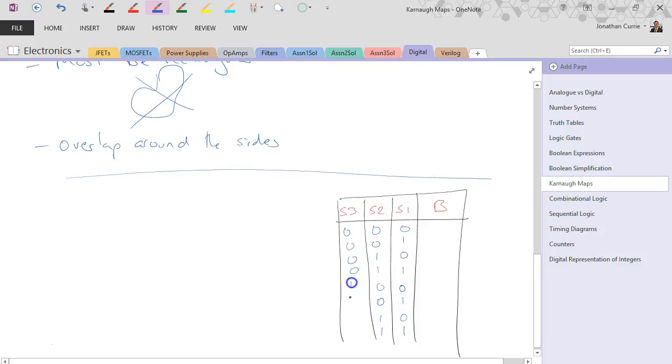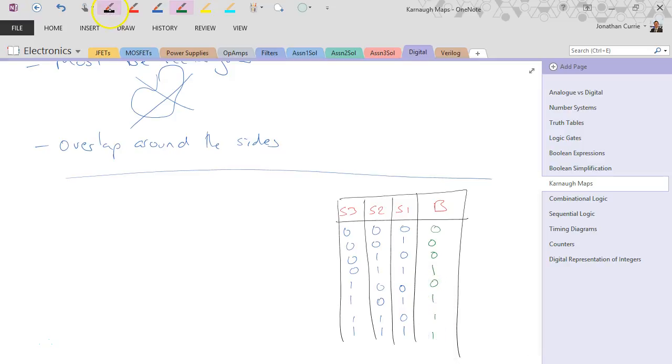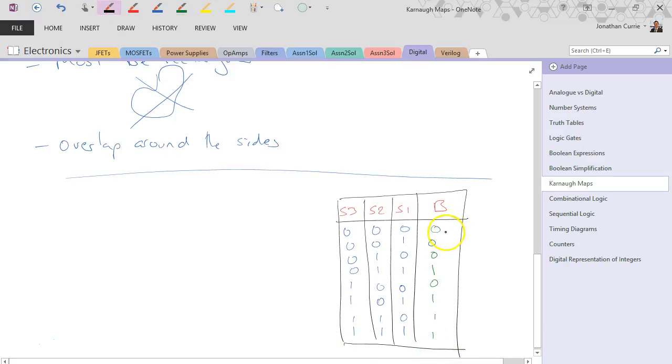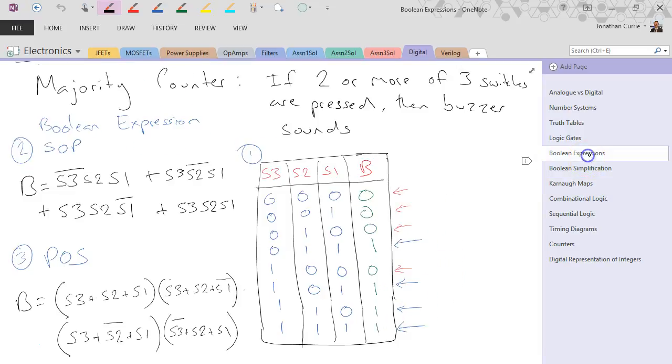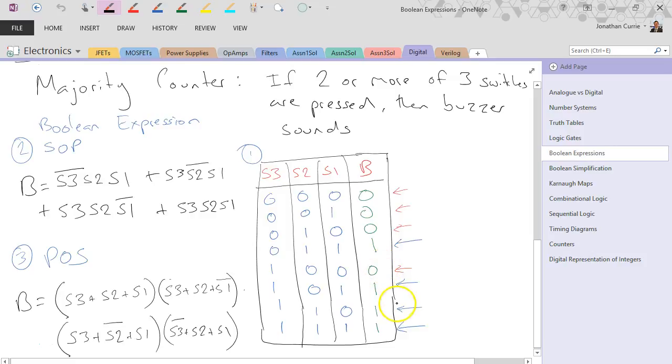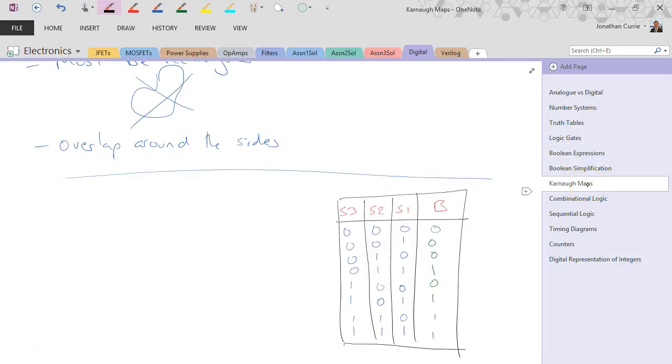With all possible combinations, and then remembering the rule of how this circuit worked, if 2 or more are on, then the output is high. Alright, so 3 zeros, 1, 0, 3 ones. Make sure we got that right. 3 zeros, 1, 0, 3 ones. Good. So let's draw this as a K-map.